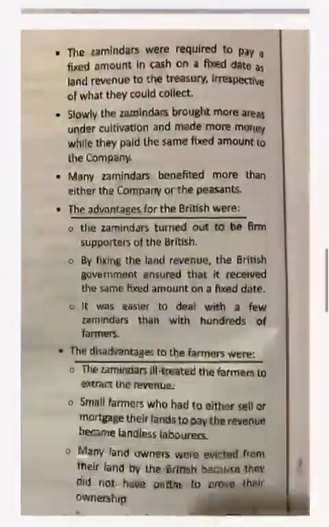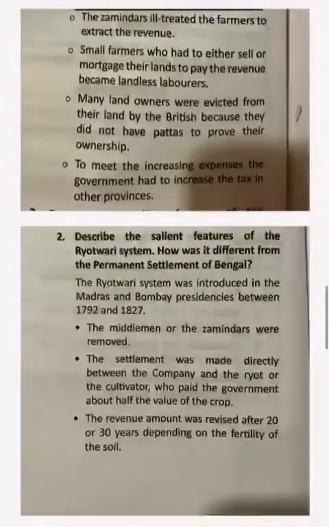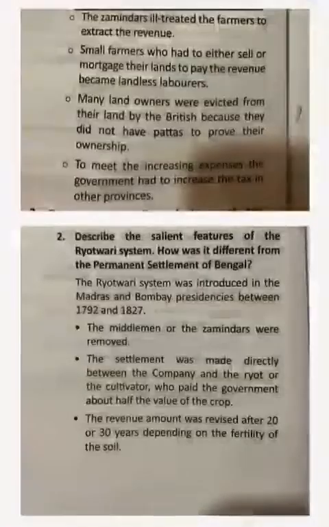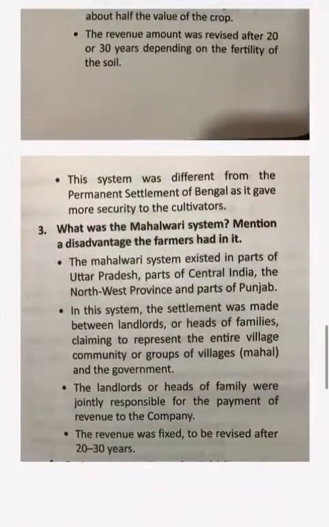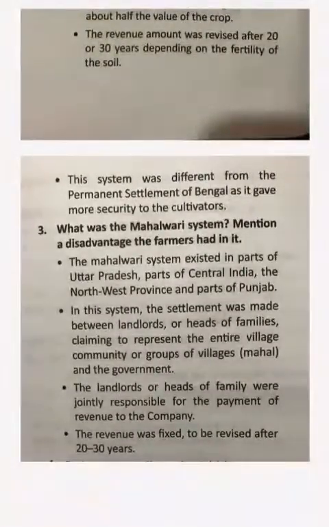And the next question is, describe the salient features of the Rayatwari system. How was it different from the permanent settlement of Bengal? And the last question is, what was the Mahalwari system? Mention a disadvantage the farmer had in it. So students, write down in good handwriting, and in the next class we will continue with the chapter.